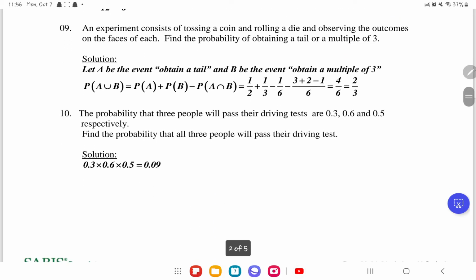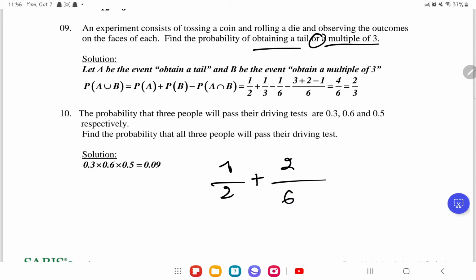Number 9. Here I think they're asking for obtaining a tail or a multiple of 3. So the probability of obtaining a tail is 1 over 2, or, in math, "or" means plus, obtaining a multiple of 3. We know the probability of obtaining a multiple of 3 is 2 out of 6. But of course we have the common part, so the intersection. So what are we going to do? We're going to subtract the intersection.